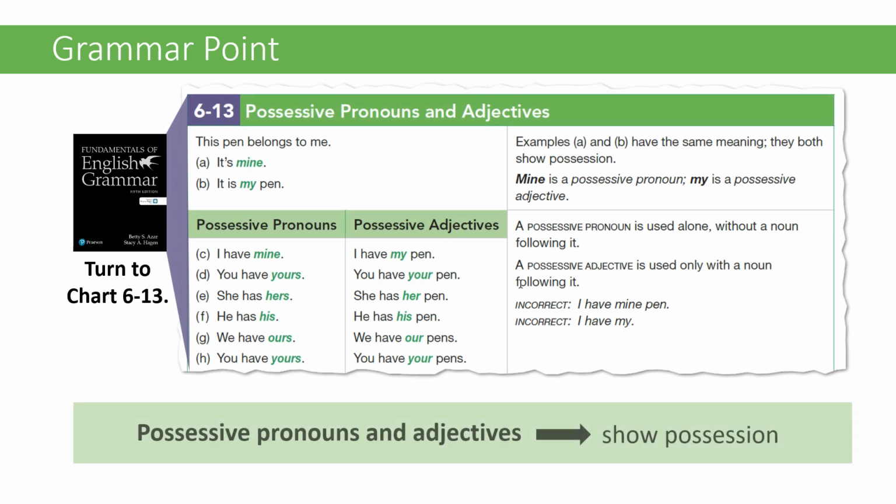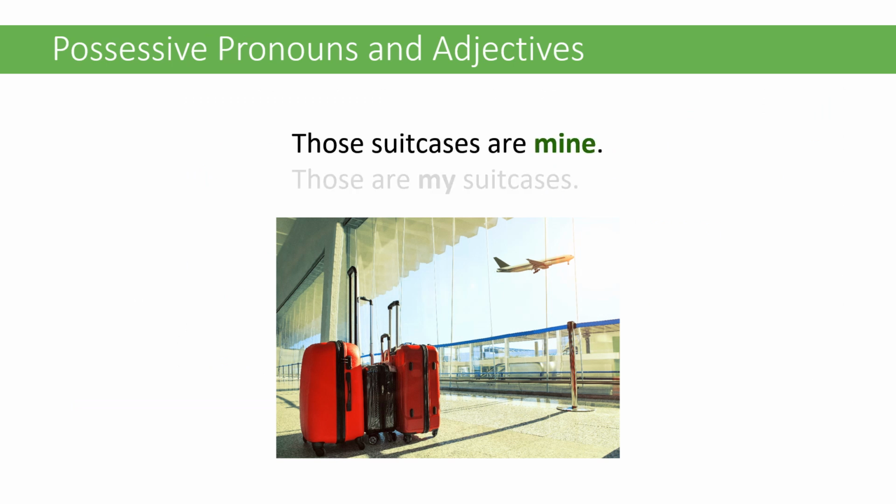Possessive pronouns and possessive adjectives show possession. Let's look at the difference between possessive pronouns and adjectives. A possessive pronoun is used alone, without a noun after it. As in the example, those suitcases are mine. In that case, the possessive pronoun is mine. Notice that there is no noun following the word mine.